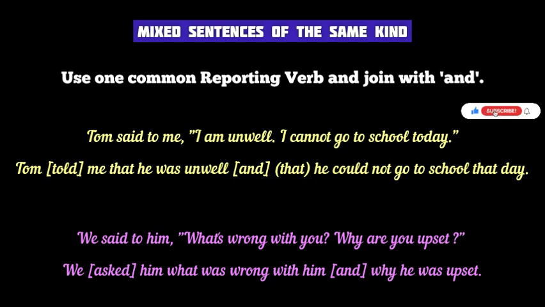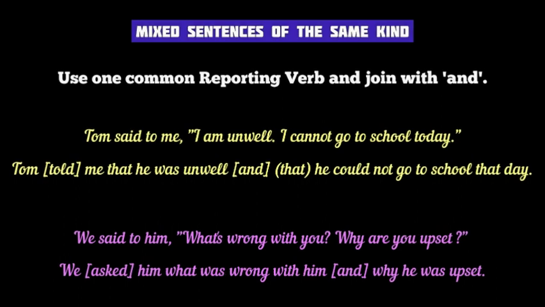In the next example, the direct speech has two interrogative sentences. "What's wrong with you?" and "Why are you upset?" Since we have mixed sentences of the same kind in the direct speech here, and they both being interrogative sentences, we are using one common and appropriate reporting verb for them, and that is "asked." And thereafter we are not using the conjunction "that," because we are reporting interrogative sentences here. But next we are joining them with the conjunction "and." We asked him what was wrong with him and why he was upset.